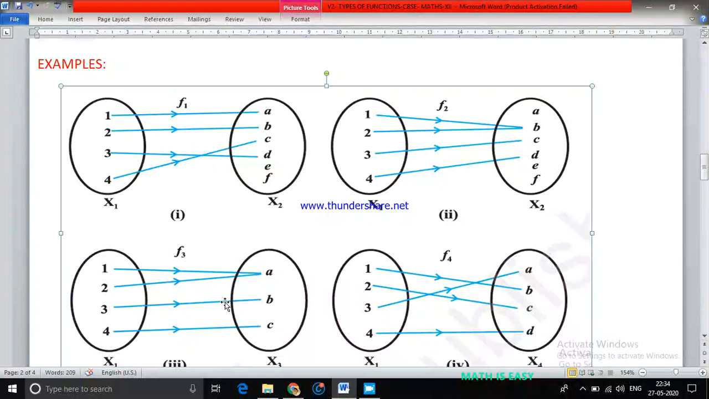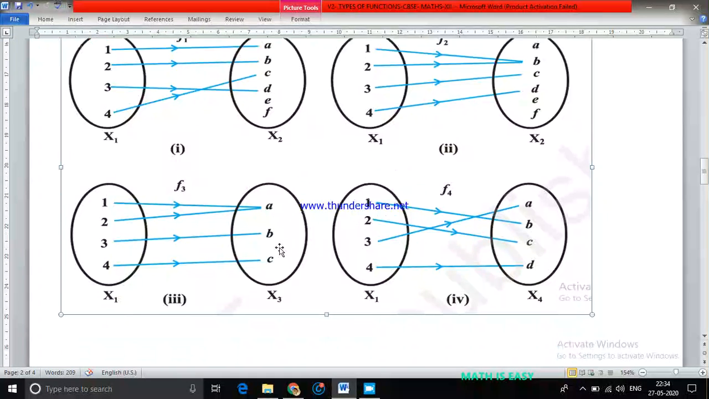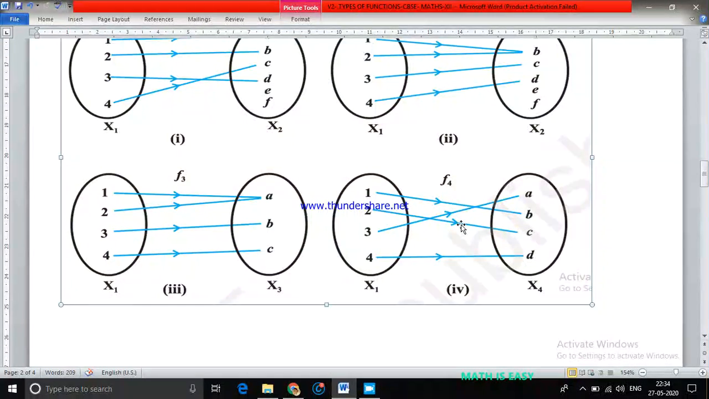What about F3? F3 is also not a one-one function, because numbers 1 and 2 both map to A only. So two distinct elements have the same image, hence it is not one-one. Now look at the fourth example. 1 maps to B, 2 maps to C, 3 maps to A, 4 maps to D. Distinct elements have distinct images. Yes, so it is one-one.